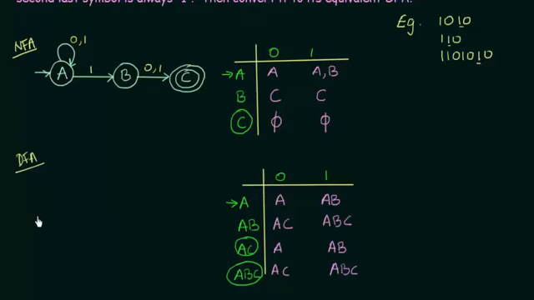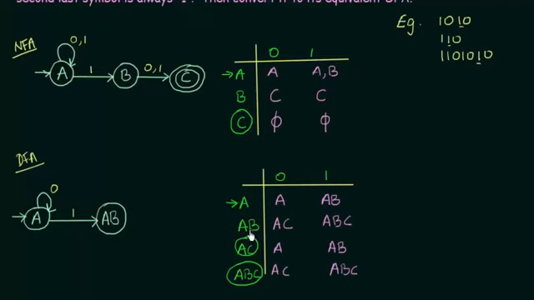We'll start with the starting state, which is state A. A on getting input 0 stays in A itself, and on getting input 1, it goes to AB. So when does it go to AB? On getting input 1. Okay, so we have finished for state A.